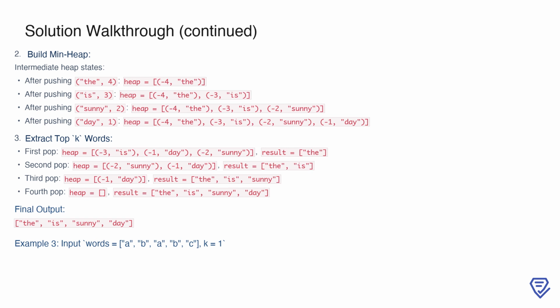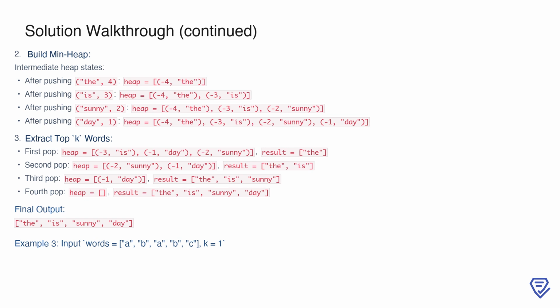After pushing the pair for the, the heap contains -4, the. Adding is with a frequency of 3 updates the heap to -4, the, -3, is. Next, sunny is added, creating a heap of -4, the, -3, is, -2, sunny. Finally, day is added, and the heap becomes -4, the, -3, is, -2, sunny, -1, day.